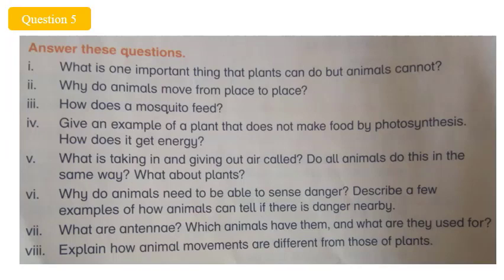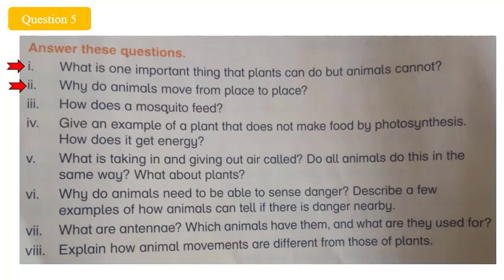Question 5. Answer these questions. 8 different questions are given and you need to find their answers. Also, write the answers in your notebooks. Number 1. What is one important thing that plants can do but animals cannot? Revise your knowledge related to food and you will find the answer. You will find the important process that plants can do but animals cannot.